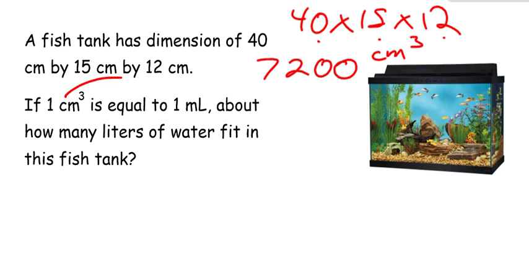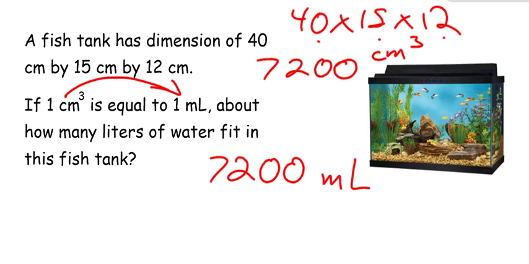With that in mind, now we need to take on the second part of the problem. 1 to 1, so it's a 1-to-1 ratio. So if I have 7,200 centimeters cubed, how many milliliters do I have? Well, that's going to very quickly translate into this idea. All right, so now I've got the milliliters. Oh yeah, that was a lot easier than you thought it would be.